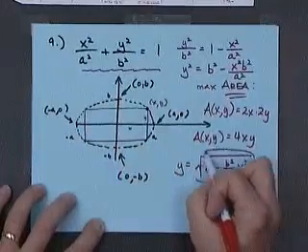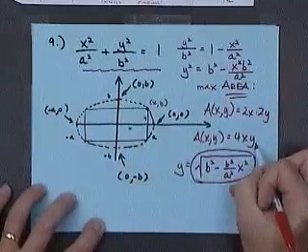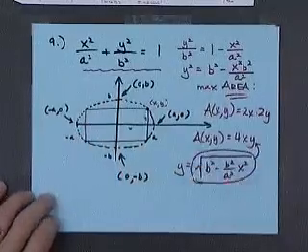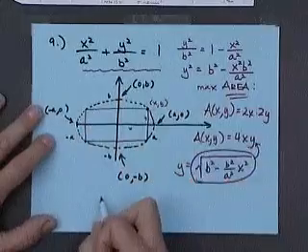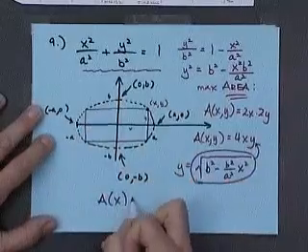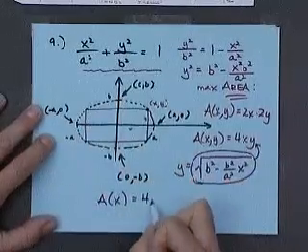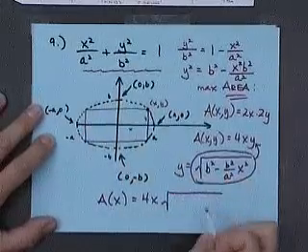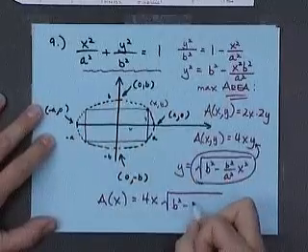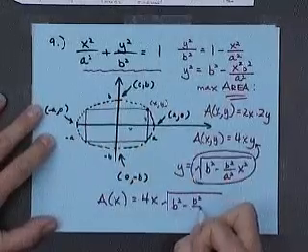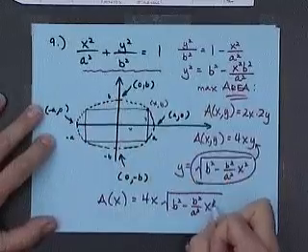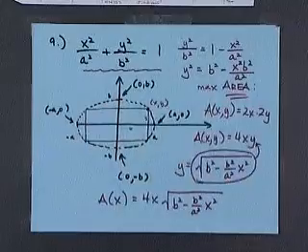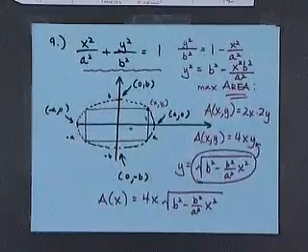So we should be able to throw that into the area formula. And instead of having an area formula of x and y, we'll have an area formula in terms of x only. So 4 times x times, instead of y, the square root. So we've got our function that we want to, in this case, maximize.